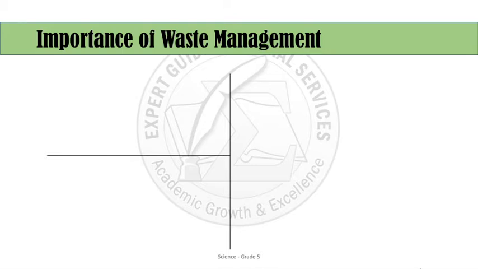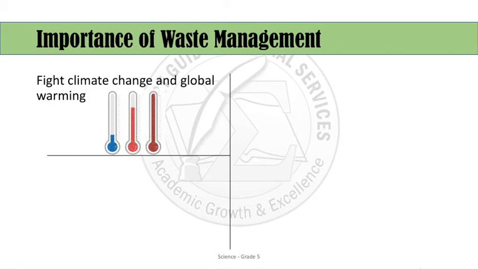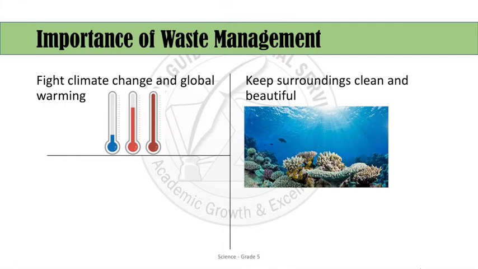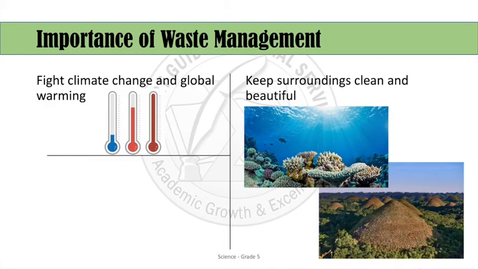Now, why do we need waste management? There are 3 things to take note of. Number 1 is to fight climate change and global warming. All right, if we reduce our waste and follow the 5 R's, we will be fighting climate change. Number 2 is to keep our surroundings clean and beautiful. All right, if we have too much waste, it will end up destroying our beautiful landscapes. It will end up destroying and polluting our beautiful seas. All right, so we have to keep them clean.